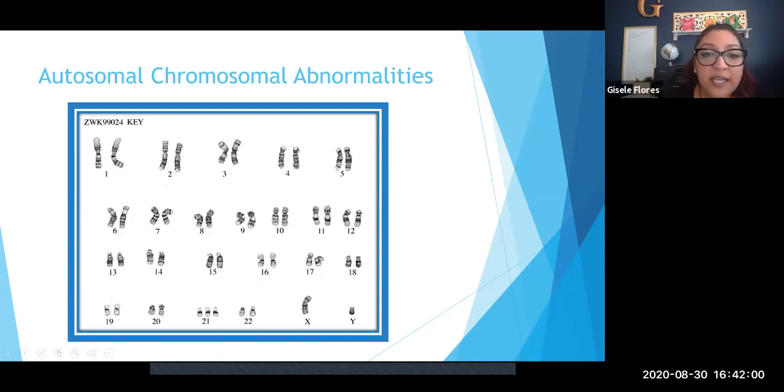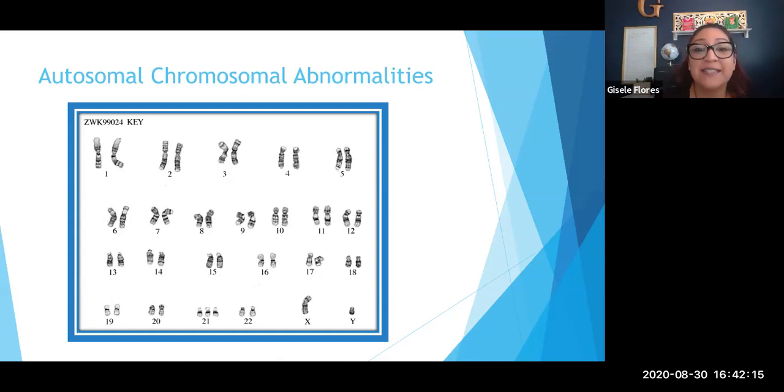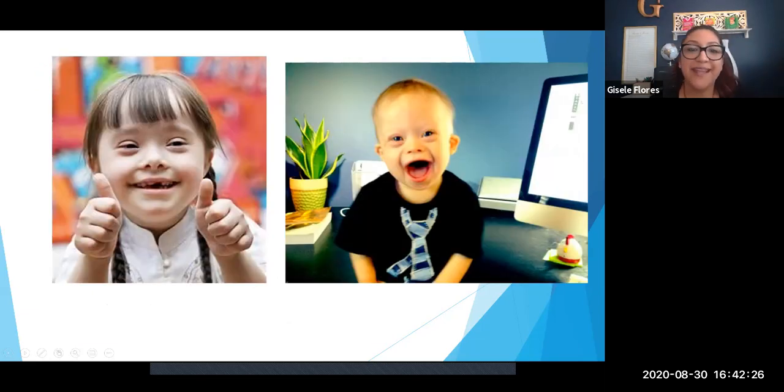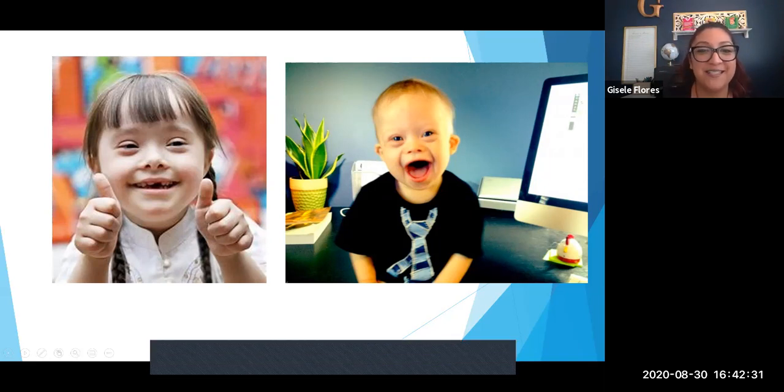So if we look here and look down into 21, we see that instead of 2 chromosomes, there are 3 there. And if you don't know yet by us talking about it, this is called trisomy 21, more typically known as Down syndrome. But this is the karyotype of a child with Down syndrome. You can see the 3 chromosomes here instead of 2. Okay, these are just some images of children with Down syndrome that I wanted you to see.